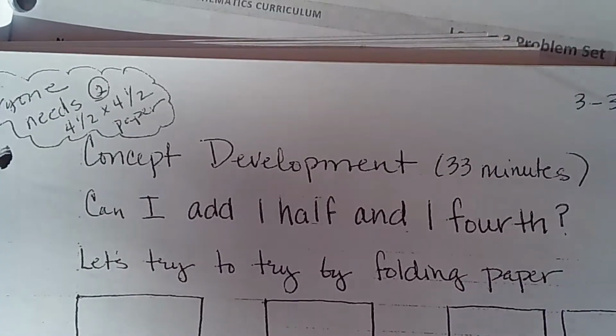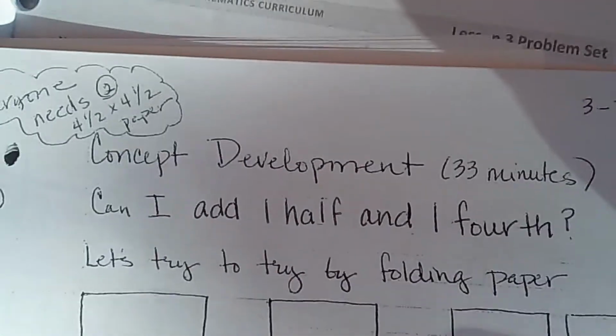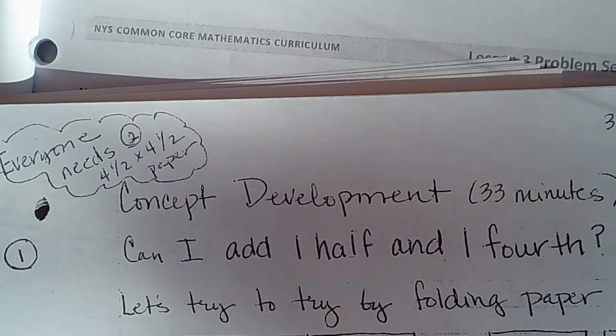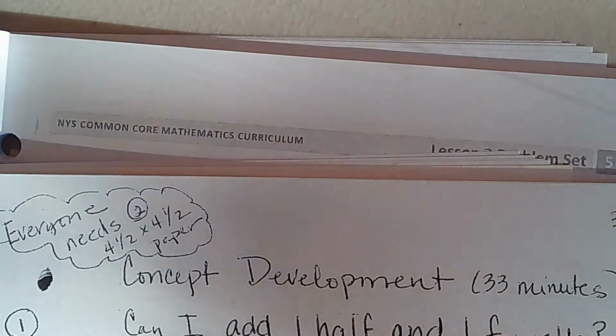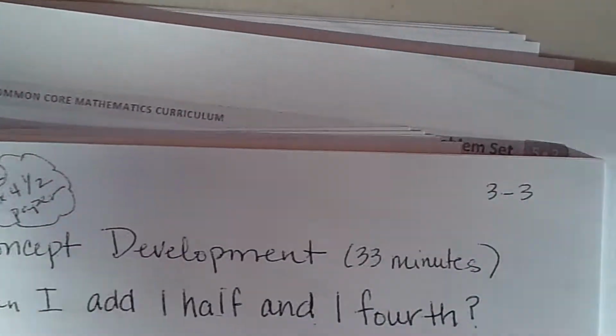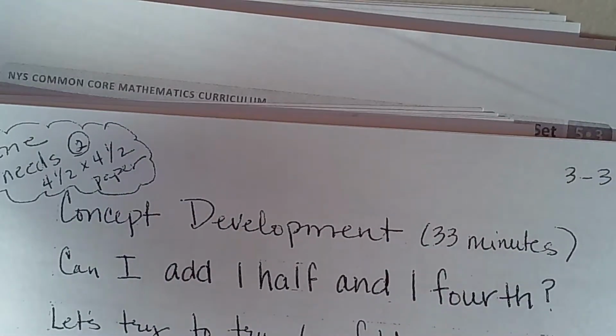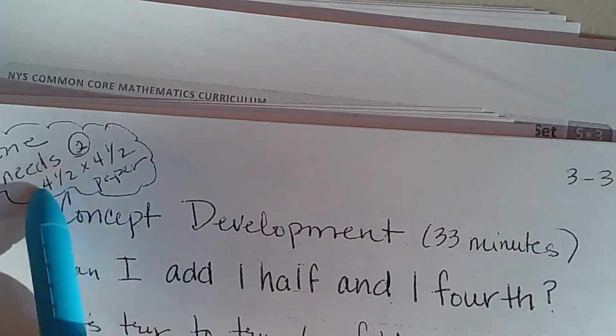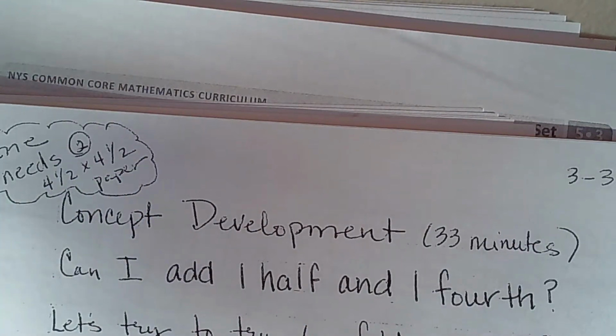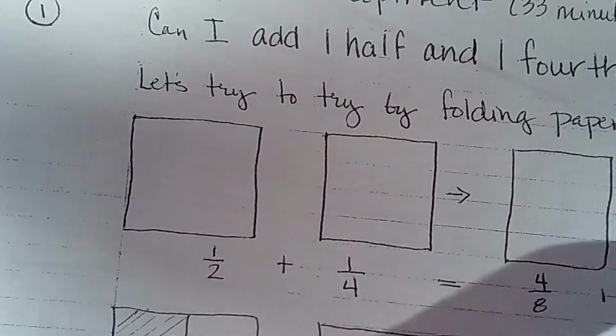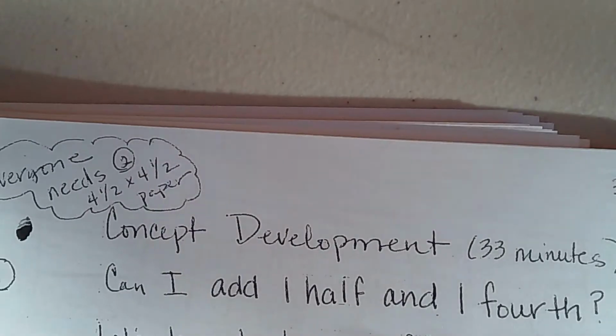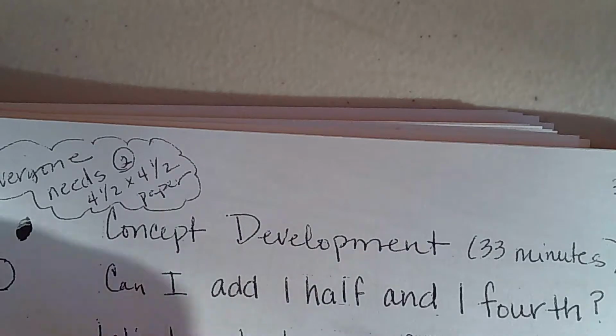Right, this is Engage New York, Module 3, Lesson 3. This is Concept Development. Here we are going to start off with, we're actually not going to do this 4x4 piece of paper. Instead, we're just going to use the boxes that are on the page. But I want to start off by giving you an example.